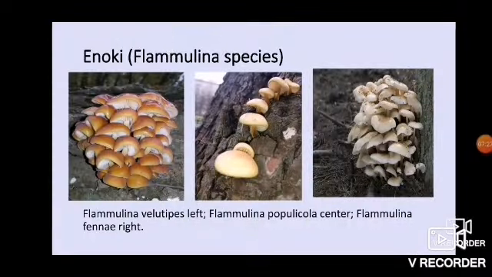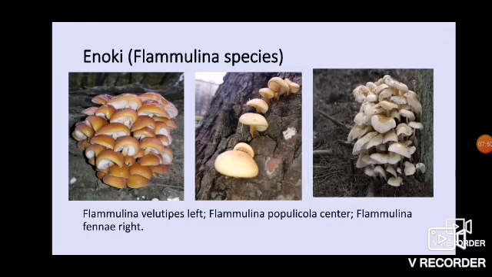Let's move on to the next group of species here. These mushrooms are collectively called enoki. They have other names like the winter mushroom. They're also called velvet foots. So these are different species of Flammulina. On the left, we have a very common Flammulina velutipes. This is the one that's the most well known.